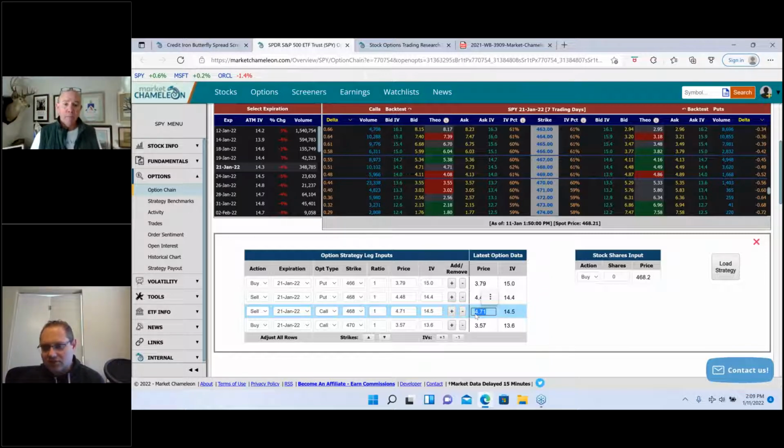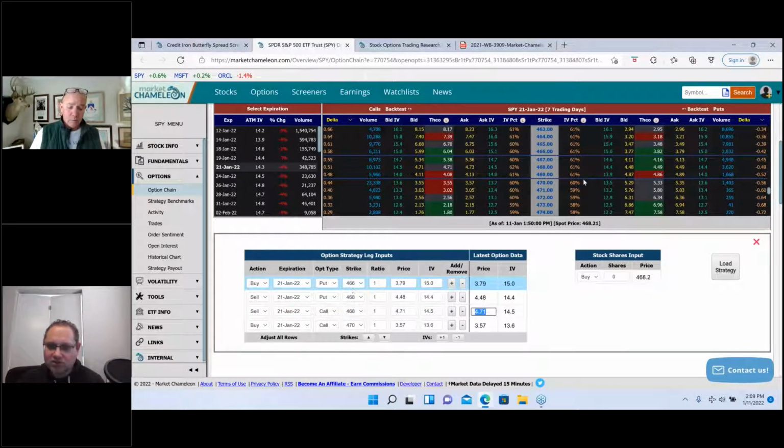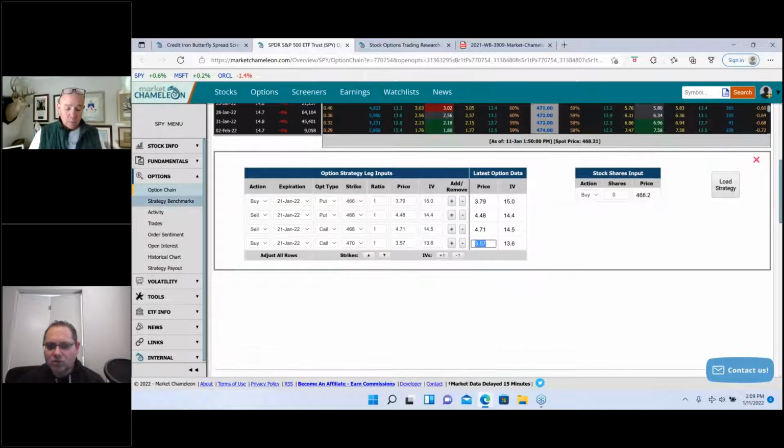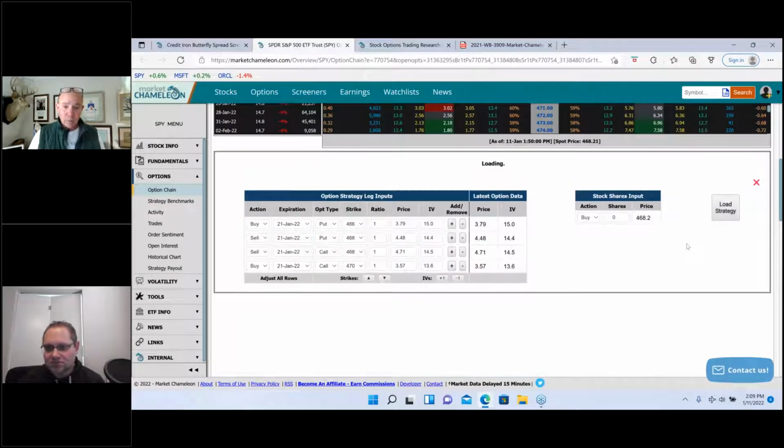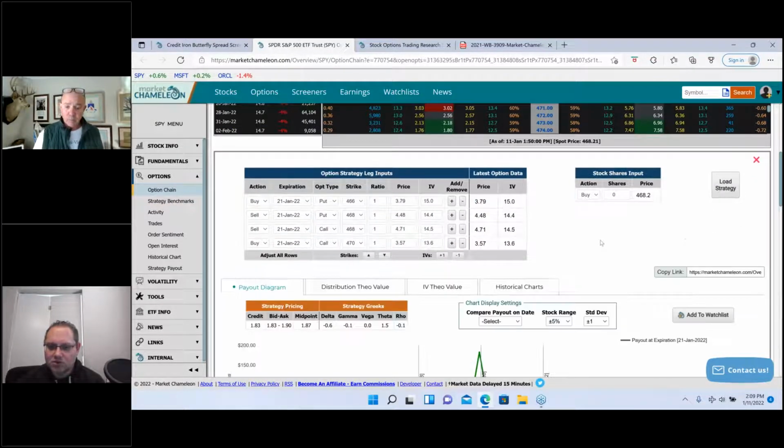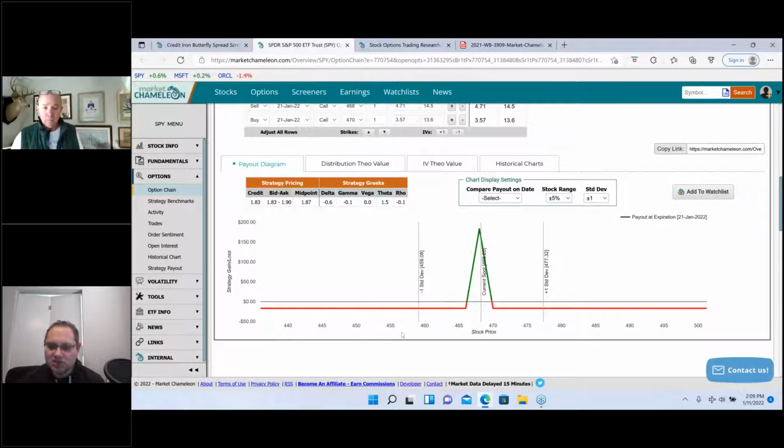When you're selling the straddle, you obviously have a lot of risk, or unlimited risk. So by buying a put below and buying a call above, you limit your risk. Let's start with the 466 put. You're buying that. And then the 470 call over here. And let's take a look at what this butterfly looks like. This is what I mean by a payout diagram at expiration.